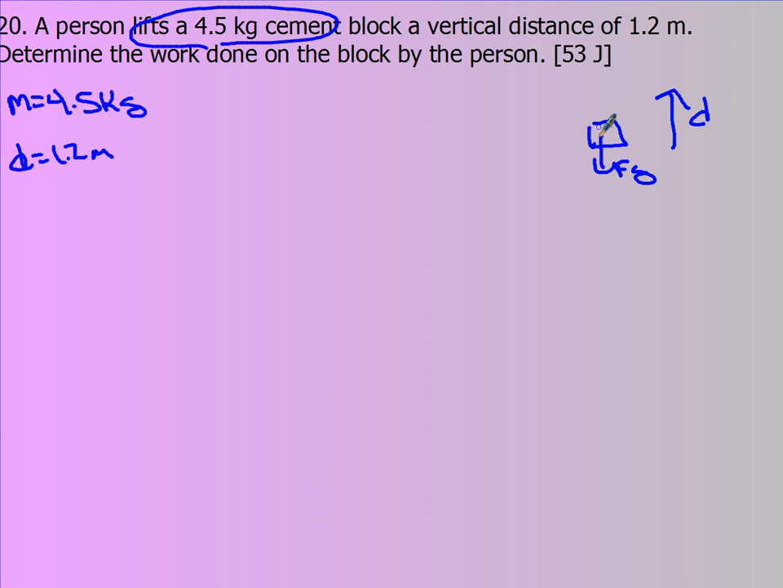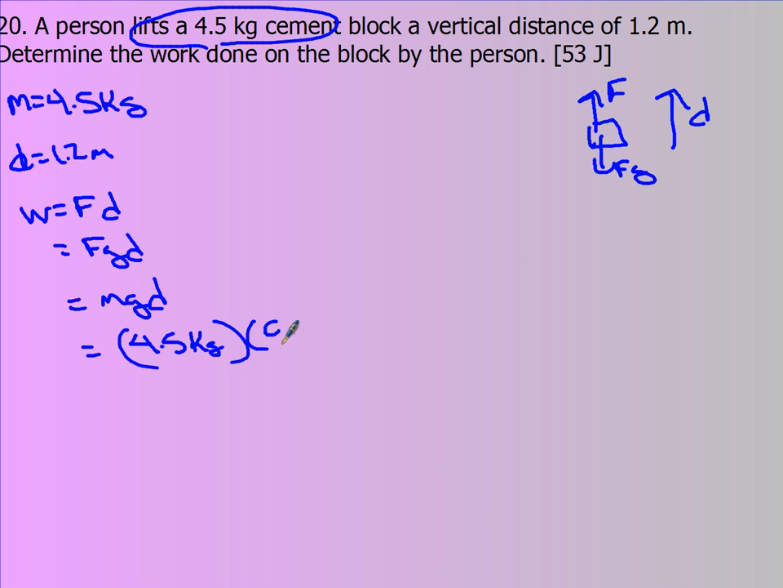Now, obviously, this is the force done by the person. The force has got to equal the force of gravity. So work is F times d. The force he's overcoming is the weight. So this is mgd. The mass is 4.5 kilograms, g is 9.8 meters per second squared, and d is 1.2 meters. Multiply that out and you get 53 joules.